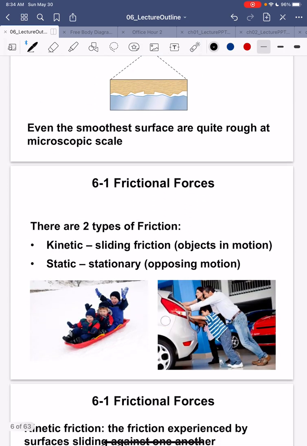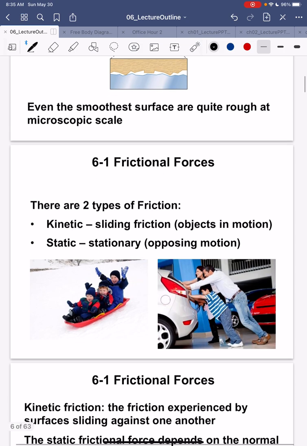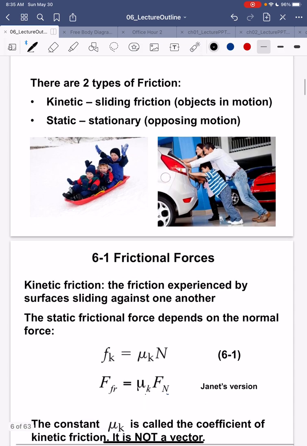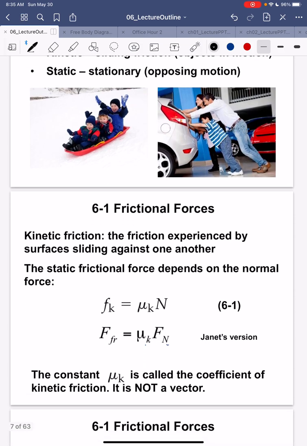There are basically two types of friction. One of them is kinetic, and this is when the object is moving, is in motion, then this is going to be kinetic friction. And also we have static friction, which is when the object is stationary or it is about to move. Now, kinetic friction is the friction we have when one object is sliding over the other.